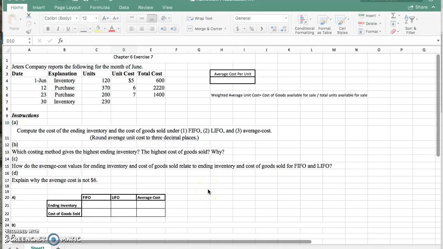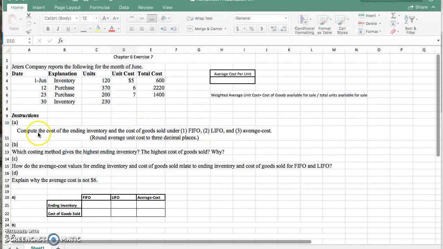Hey everyone, I'm going to be explaining Chapter 6, Exercise 7, found on page 314 in the hard textbook. I don't know what it is for the online textbook, or if it's different. I apologize in advance. This might take a little while because this problem has a lot of steps.